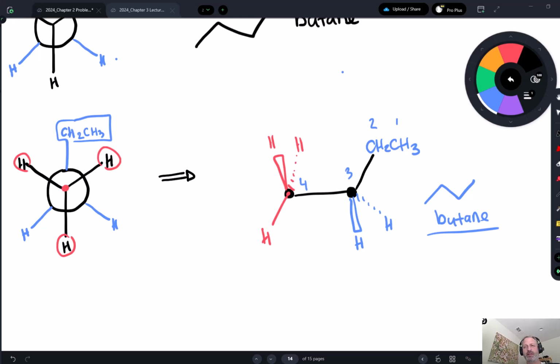The only thing that can make this a little bit more challenging is that you can have groups here other than H, right? This could be changed into all sorts of things. It could be a T-butyl group. It could be another ethyl group. But the process is the same as you go through and encounter new situations with these Newman projections.